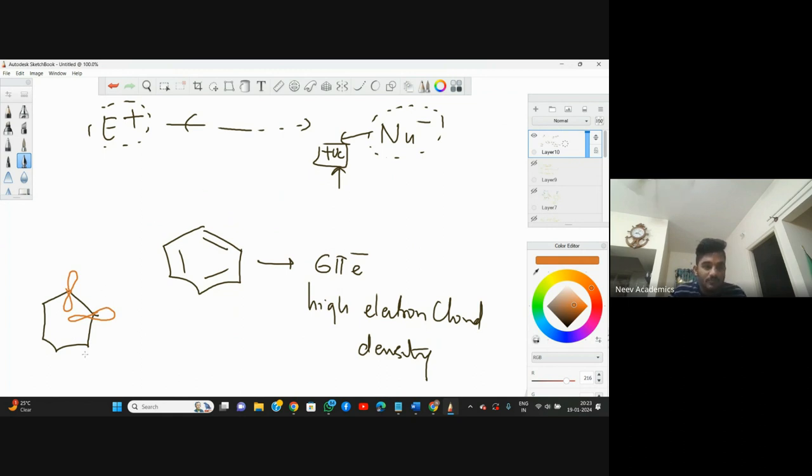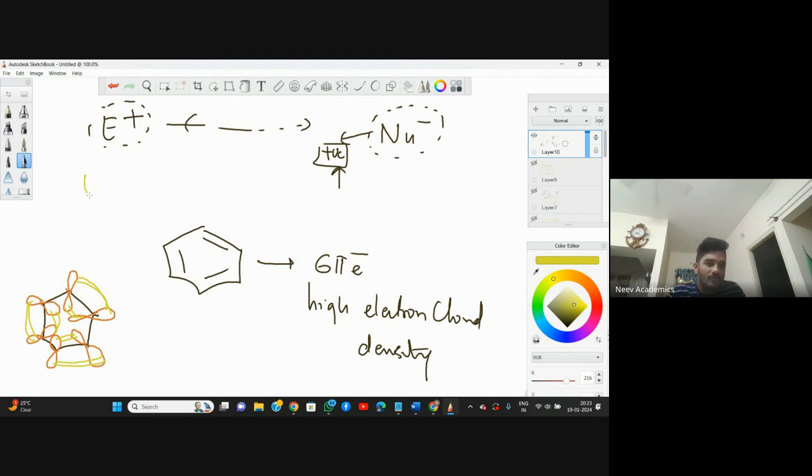So it's a 3D structure actually. Here also lateral overlapping happens for the p orbitals. Here also lateral overlapping. This you have learned in chemical bonding to make the pi bond. Right? Lateral overlapping. So looking from the outside, it is very clear that benzene has a high electron density. It's more for the benzene ring.